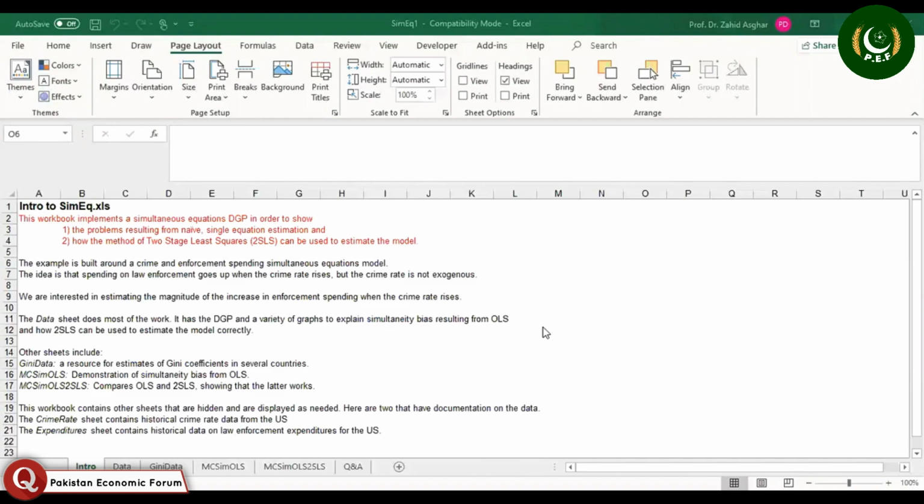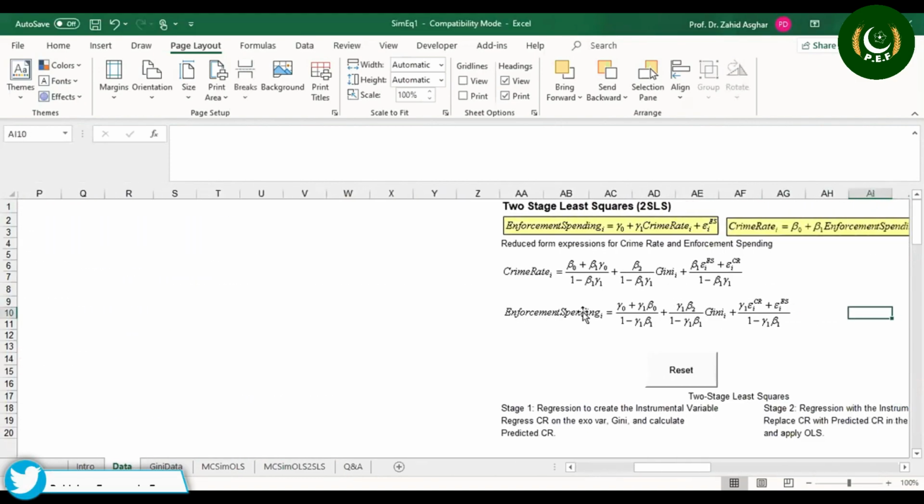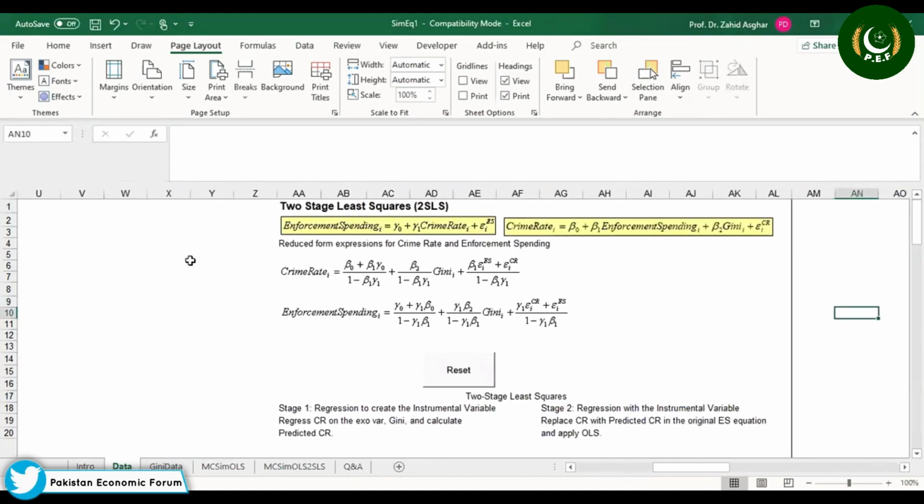So the purpose of this video is to show you why there will be bias if you estimate a single equation model when there is simultaneity, when there is endogeneity. We are going to study that bias in practice by using data which we already know. I am going to demonstrate that we have basically two equations. Usually we study demand and supply equations, but here I am discussing a slightly different example.